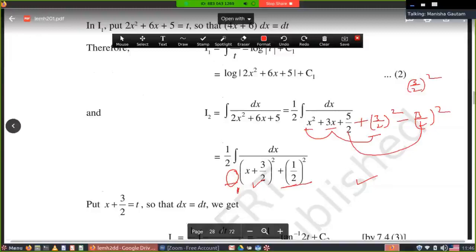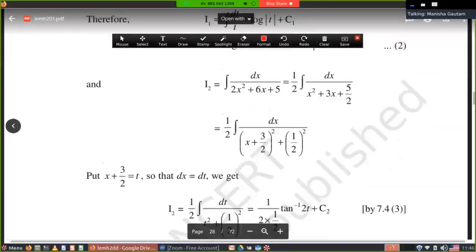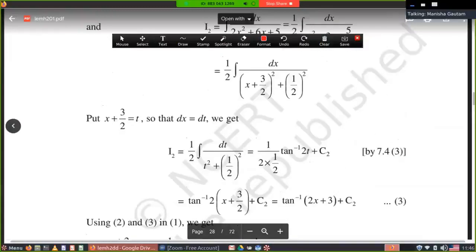It will now be in the standard form, 1 upon t square plus a square. Here is 1 upon t square plus a square. Now apply the standard formula, 1 upon a into tangent inverse of t upon a, or you can say x upon a, plus constant. This is the answer. Put the value of t back into the statement.